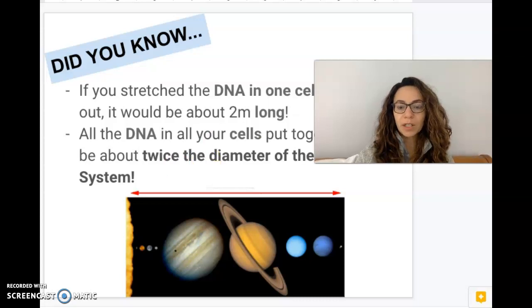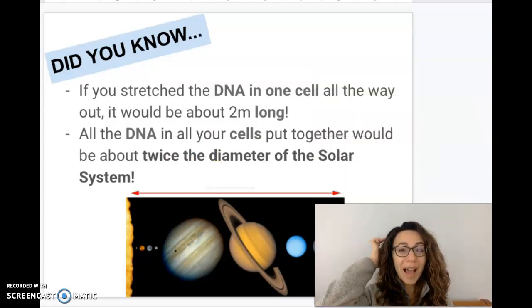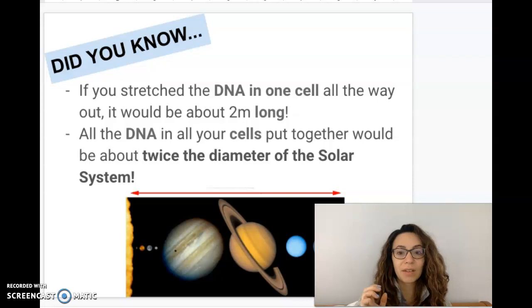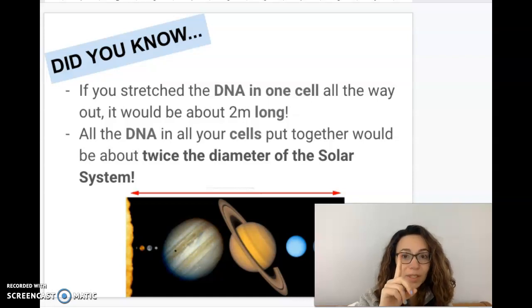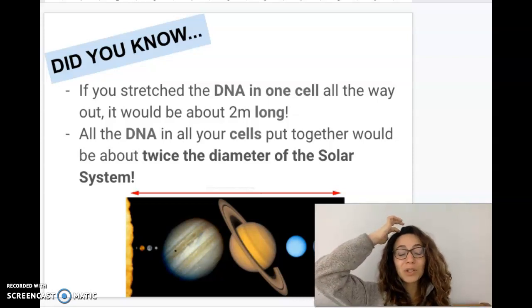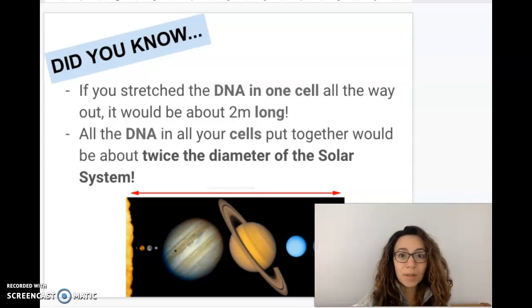Before we even get into that, I just want to share some fun facts with you about how much DNA is actually inside of a cell. If you stretch out the DNA from just one cell, it's actually about 2 meters long, and that's from one cell. We've got trillions of cells. So if you put all the DNA in all of your cells, unwound it, stretched it out, it would actually be twice the diameter of the solar system. And I bet none of you believe me, but it's true. So let's see exactly how we get so much DNA in a really small confined space.